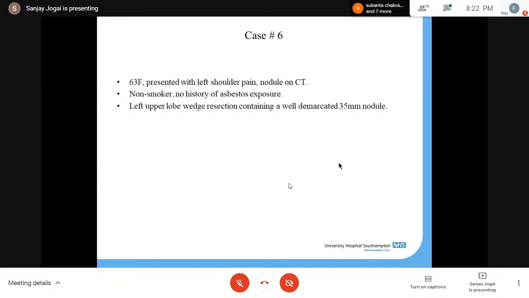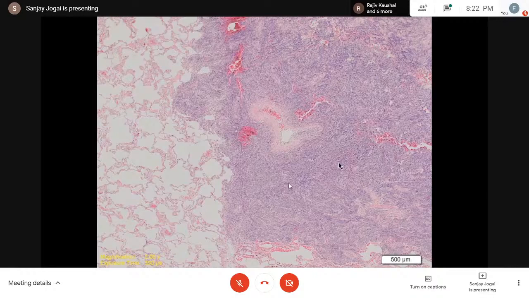So this is case number 6. She was a 63-year-old lady who presented with left shoulder pain, and there was a nodule on CT scan. She was a non-smoker with no history of asbestos exposure, and they found a well-demarcated 35 millimeter nodule. Now, this is how the nodule looks. So on the left, you have reasonably normal-looking lung parenchyma, reasonably sharply bordered tumor, which looks quite blue.